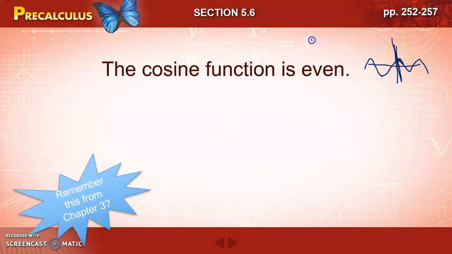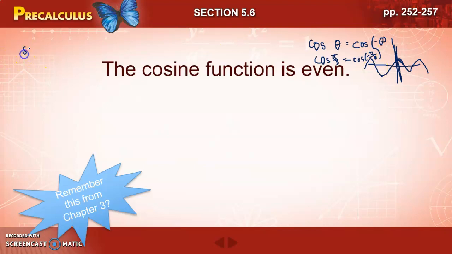And what that means is that the cosine of any angle is going to be the same as the cosine of that negative angle. So cosine of, for example, pi over 3 is going to be equal to the cosine of negative pi over 3. So this is going to help us out when we're proving trig identities. If we see cosine of a negative angle, we can just swap it out and change it to cosine of the positive angle, because cosine is an even function.